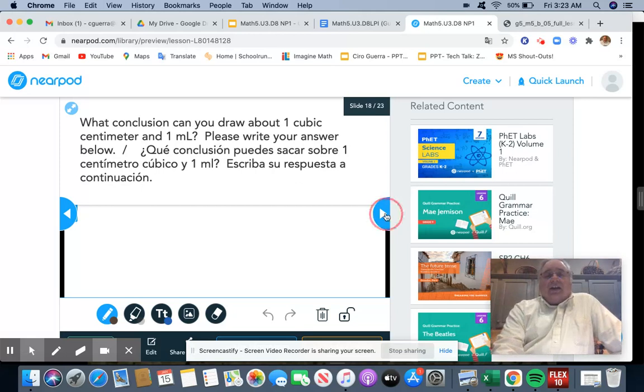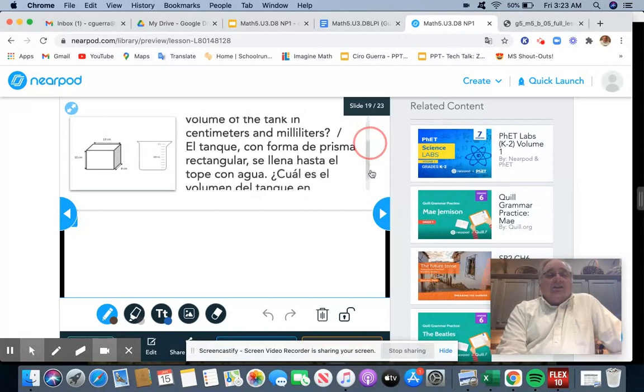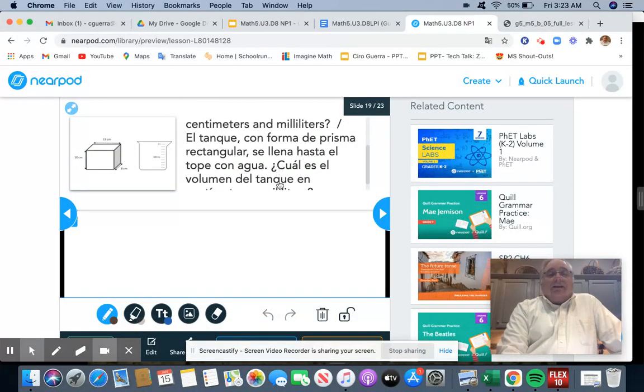All right. And then the second one is the tank, shaped like a rectangular prism, is filled to the top with water. What is the volume of the tank in centimeters? So this is what it looks like. Remember what we just learned? If it's in centimeters, it equals what? So you'll take the volume of that and let me know how much water it is. So give me the volume both in centimeters and milliliters.